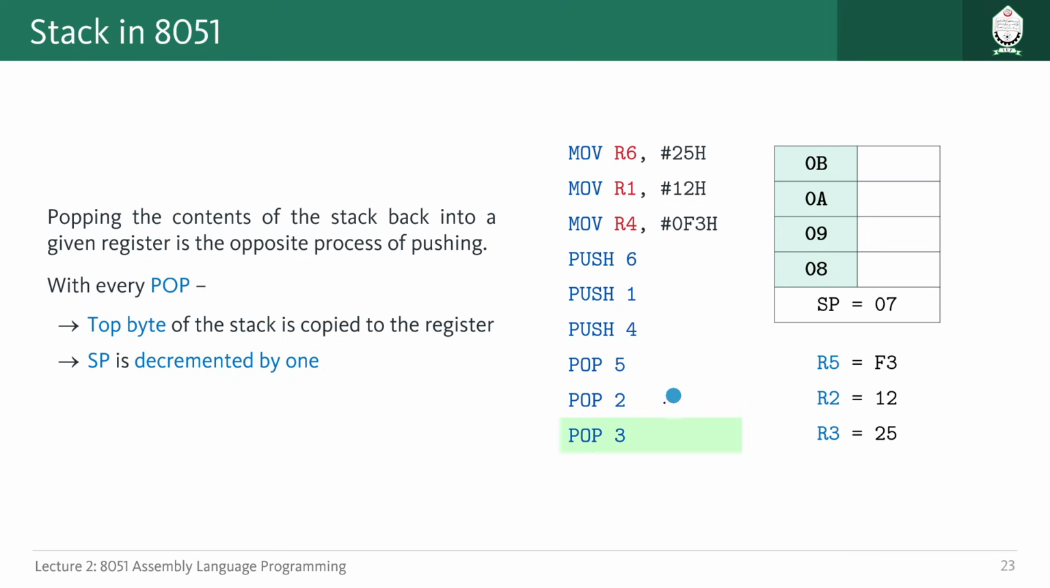Then finally in this line, pop 3, the value we had here was 25. So this 25 value is stored onto R3 because of pop 3, and the stack pointer has decremented by 1. The current value is 07, the initial value basically. So in this way push and pop happens.